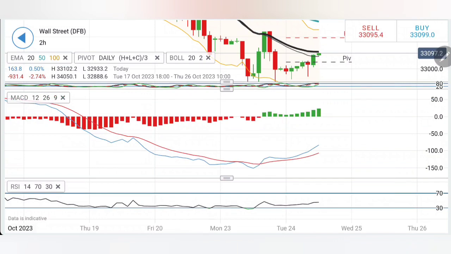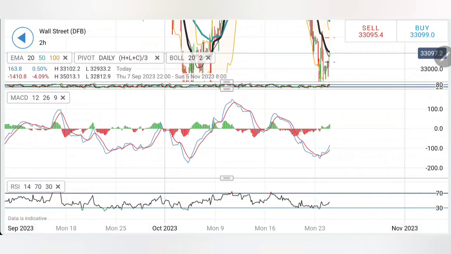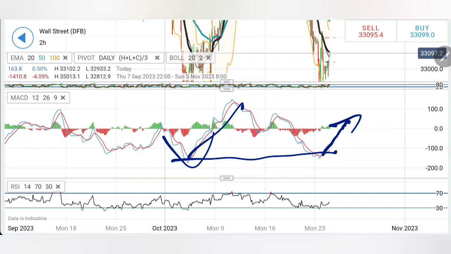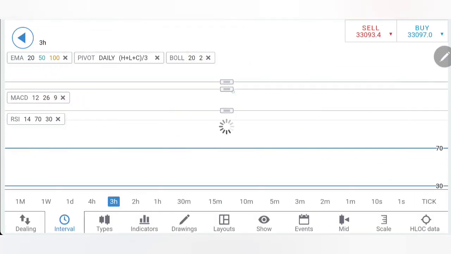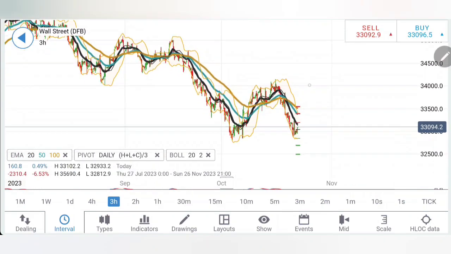Stochastic overbought. MACD is divergent. MACD is bullish. It is looking upwards. If you look at the formation, the bottom here, and from these bottoms we have seen this rise, and thus from this bottom again we can see a probability of a reversal. RSI rising. Coming to 3-hour charts, similar observation.